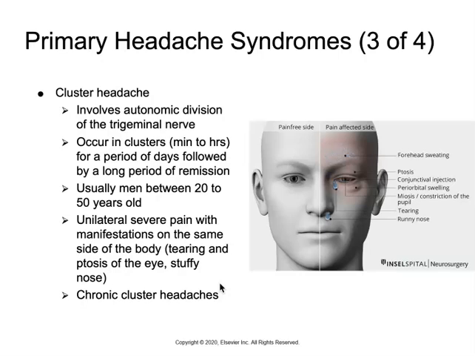And these headaches primarily affect men aged 20 to 50 years old and are characterized by an intense pain that they have on one side of their head, which you can see pictured over here, and is accompanied by tearing or ptosis, which is drooping of the eyelid, and nasal congestion on that same side. In certain cases, we can have chronic cluster headaches where remissions are shorter or absent.